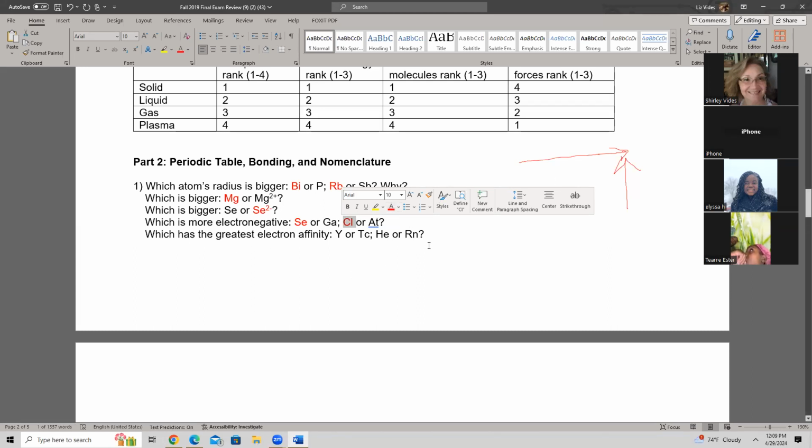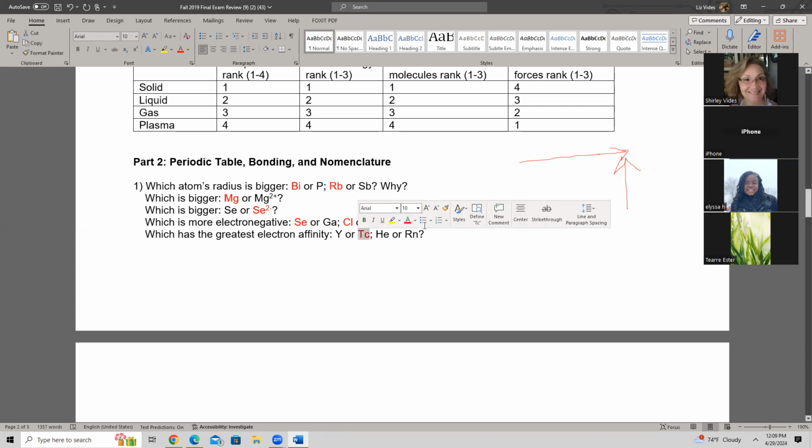Electron affinity, again, same thing. Same trend, except this time we're including the noble gases. So is it yttrium or technetium? Technetium is more to the right, so we are going to assume, and remember, we don't want to look it up. We just want to use our knowledge of this trend. All right, and then the last one is helium or radon. Helium is much higher than radon, so it's helium. And there you go.